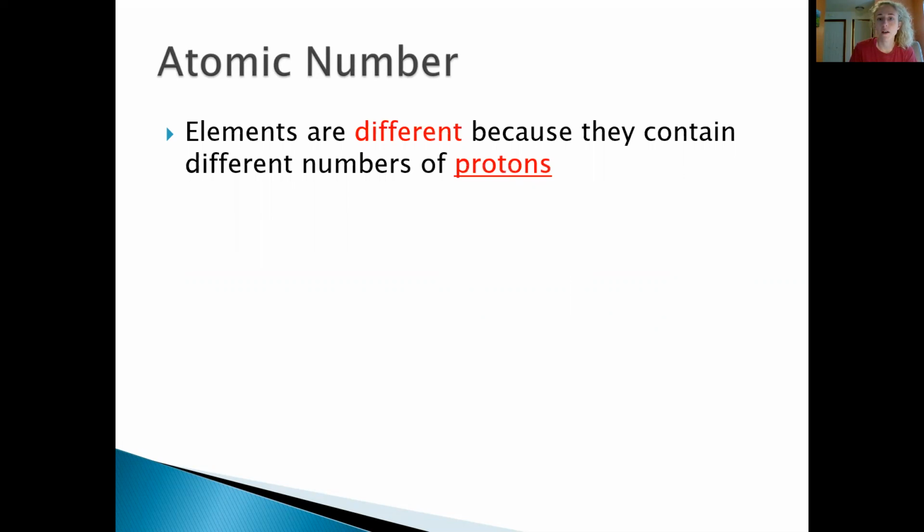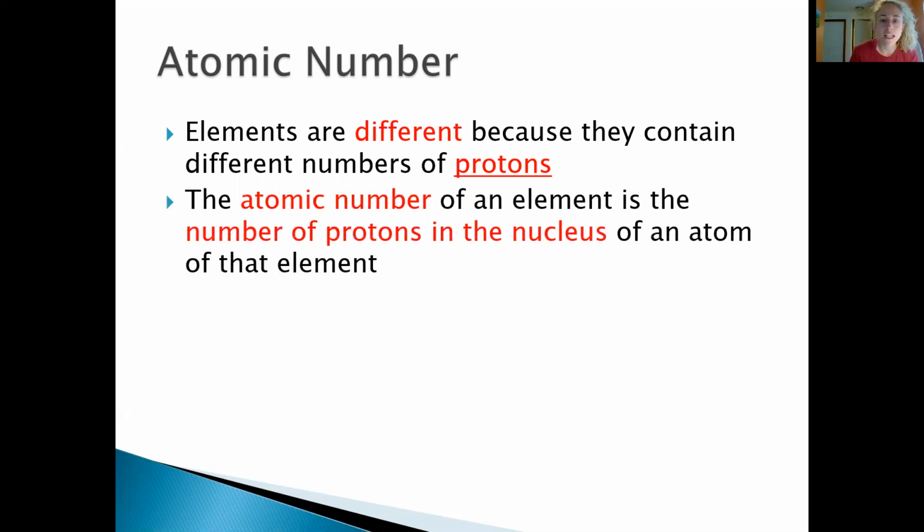So let's talk about atomic number. When we talk about atomic number, we're talking about elements. They have different numbers of what we call protons, those positive subatomic particles. Each element is unique because it has a very particular number of protons. No same element has different numbers of protons. Protons are unique to that element. So carbon always has 6 protons.